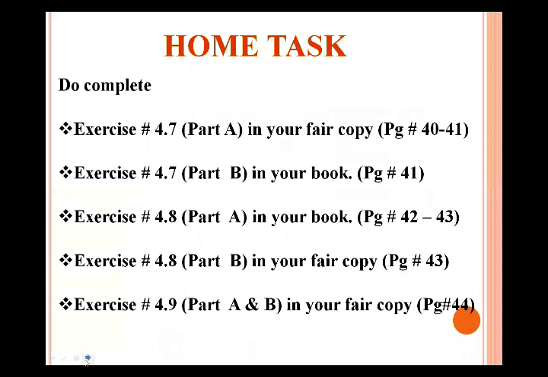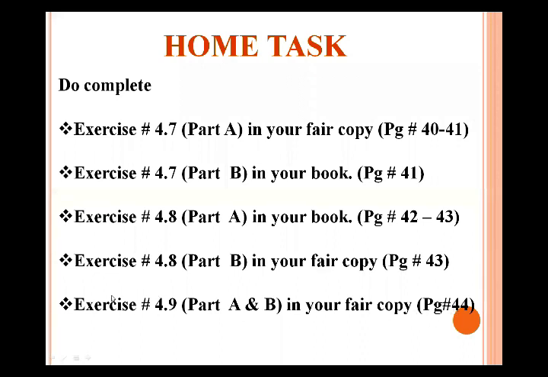Home task. Complete Exercise number 4.7 part A in your fair copy from page number 40 to 41. Exercise 4.7 part B in your book with the help of a pencil, page number 41. Exercise number 4.8 part A in your book, again page number 42 to 43, do with the help of a pencil. Exercise number 4.8 part B in your fair copy, page number 43. Exercise 4.9 part A and B in your fair copy, from page number 44.